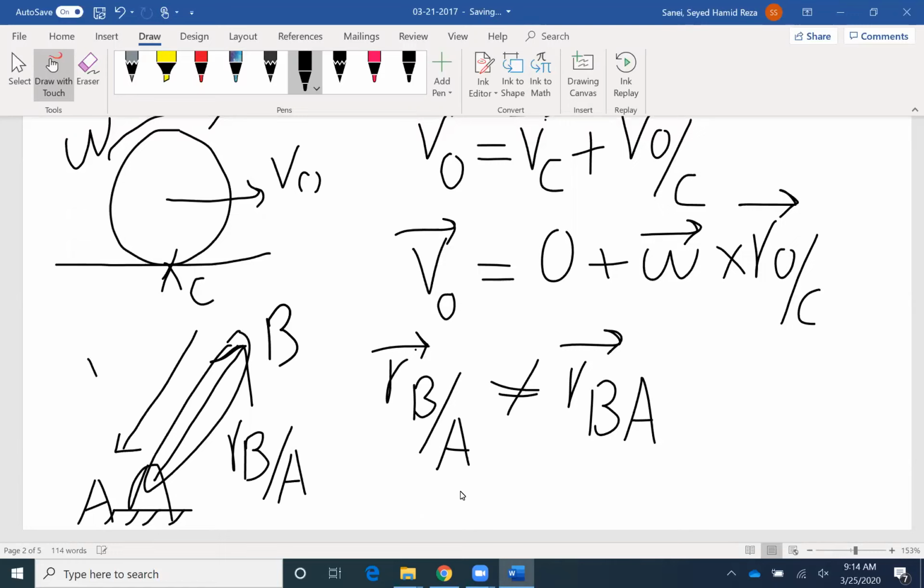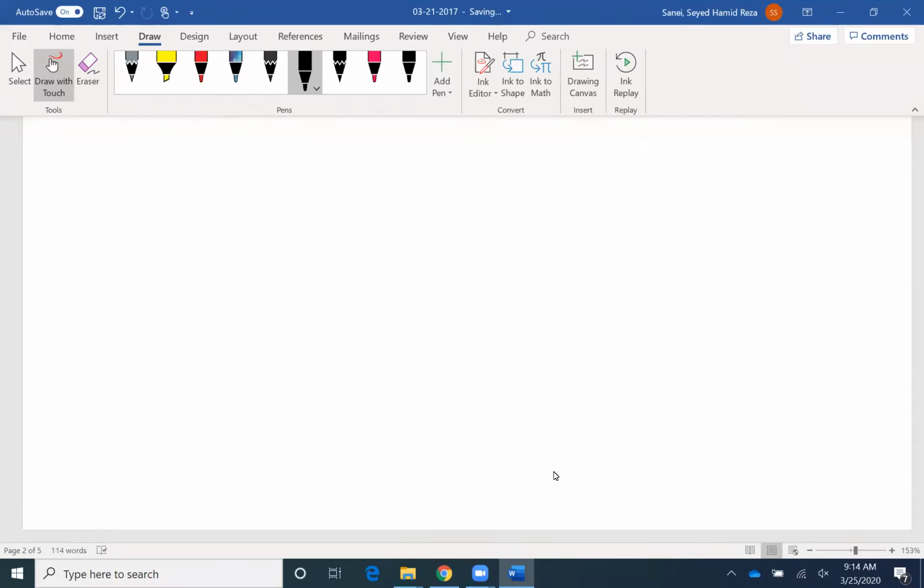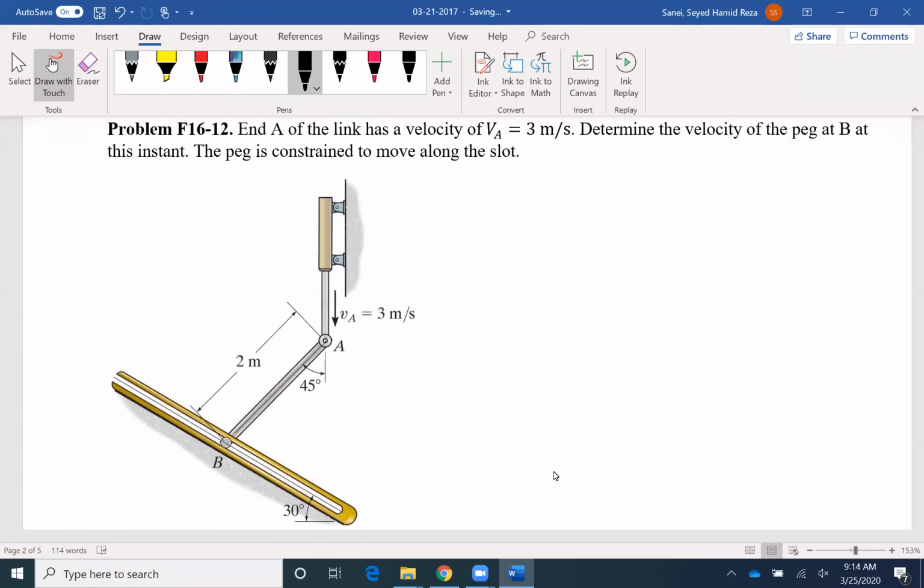In contrast, RBA would be from B to A. So in relative velocity of rigid body, we are talking about the relative position vector. So you need to remember the difference between the two. Now let's go and solve a problem here.